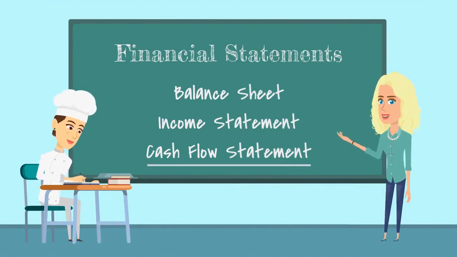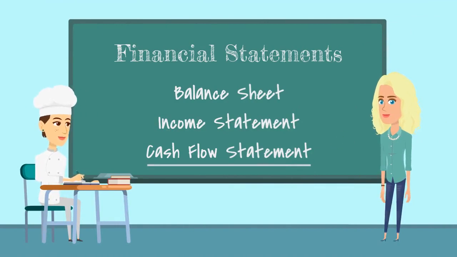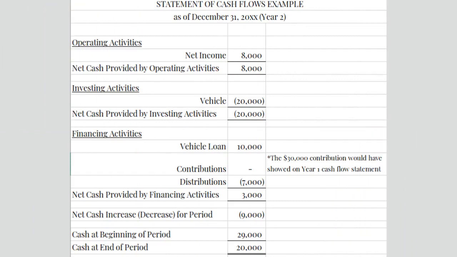Last but not least, we have the cash flow statement. The cash flow statement provides details of what happened to the company's cash during a given period. The cash flow statement is broken down into 3 categories: operating activities, investing activities, and financing activities. The operating activities are basically what's on the income statement, which includes revenue and expenses of a company. So it's pretty much the net income on the income statement.